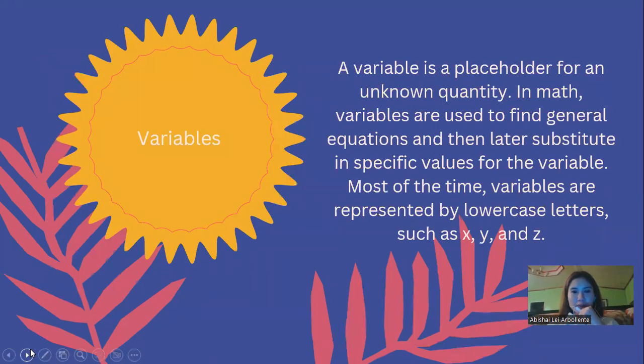Variable. A variable is a placeholder for an unknown quantity in math. Variables are used to find general equations and then later substitute in specific values for the variable. Most of the time, variables are represented by lowercase letters such as x, y, and z.